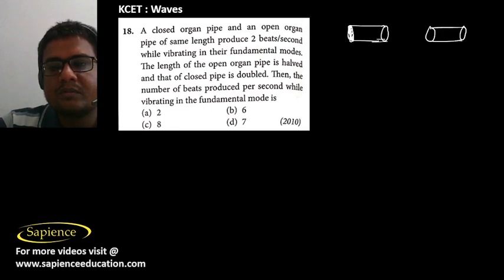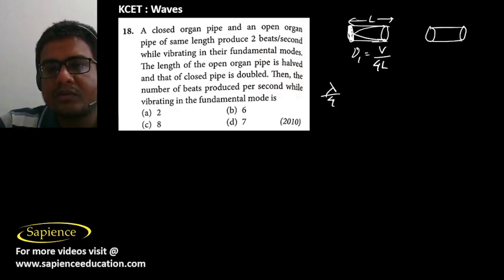So both are vibrating in their fundamental modes. So here in the fundamental mode we have ν₁, the fundamental frequency of vibration, that is v by 4l. If the length is l, then we can say that the fundamental mode of vibration is like this. So I can say lambda by 4 equal to l. So lambda equal to 4l. ν₁ is v by 4l. v is the speed of sound. Suppose v is the speed of sound, we are assuming speed of sound in air.